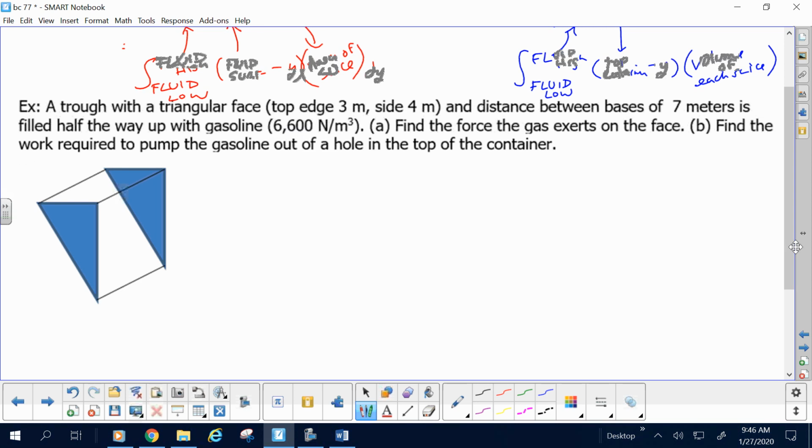Okay, so let's look at a case. A trough with a triangular face, top edge 3, side 4. Distance between the bases 7, filled half the way up with gas. Find the force the gas exerts on the face.